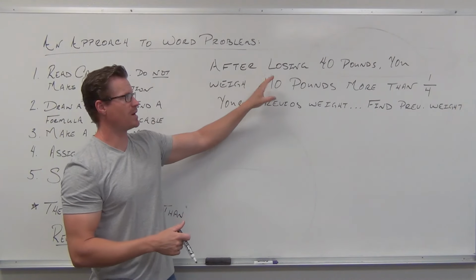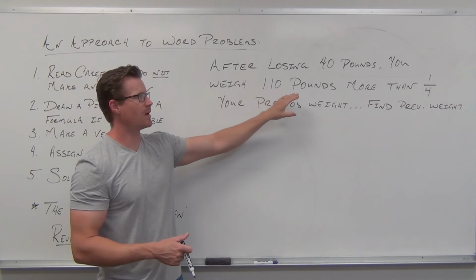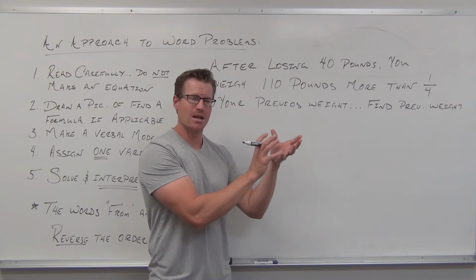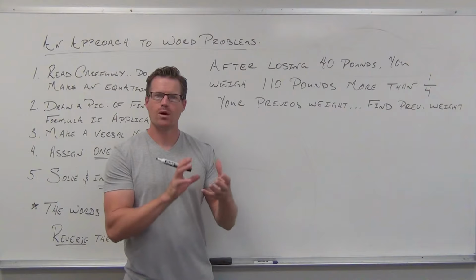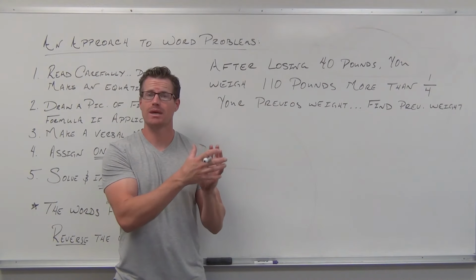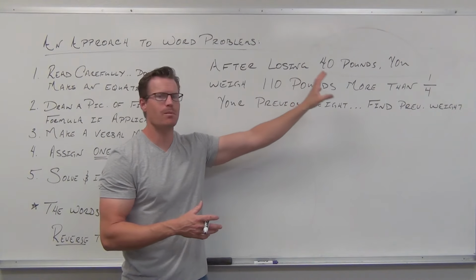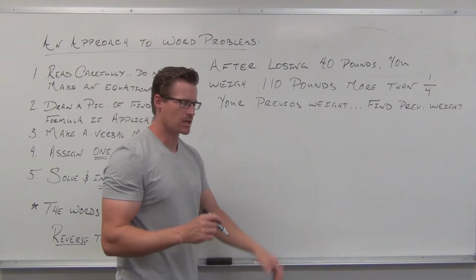So after losing 40 pounds or subtracting 40, you weigh, this is going to equal 110 pounds more than, okay, that more than, that's a reference word. I'm going to add 110 pounds to something. 1/4 of your, that 1/4 next to something is a multiplication concept. So I'm getting these in my head. 1/4 of my previous weight, I'm going to be multiplying by 1/4 at some time. Find my previous weight. Here's our setup.